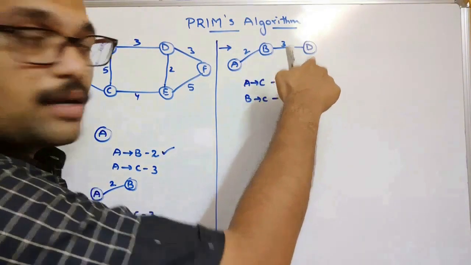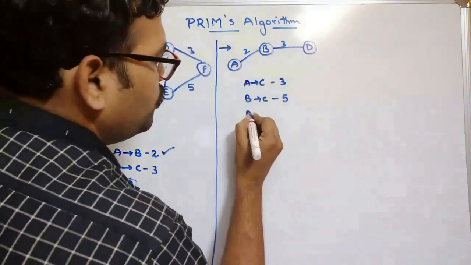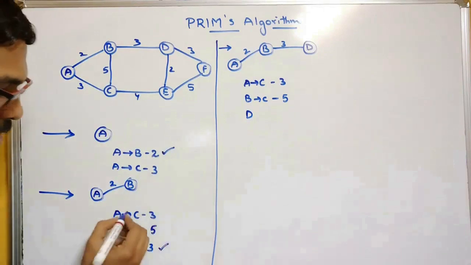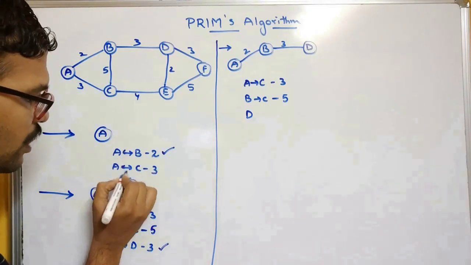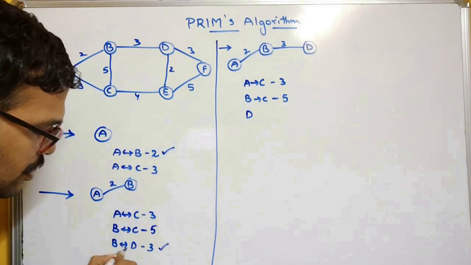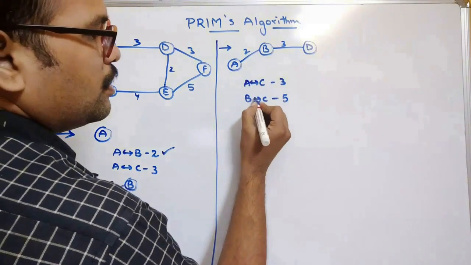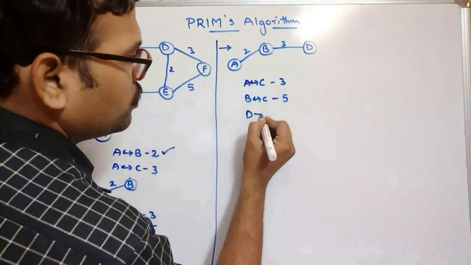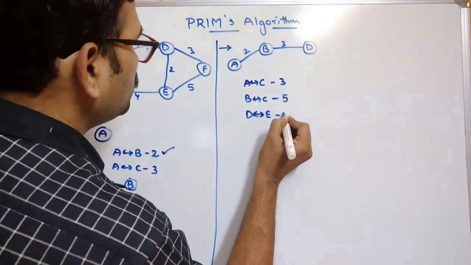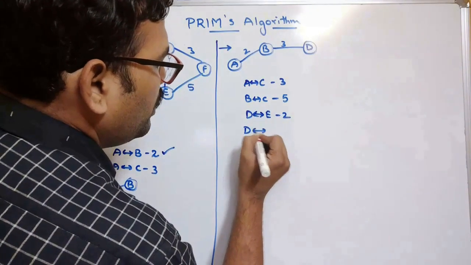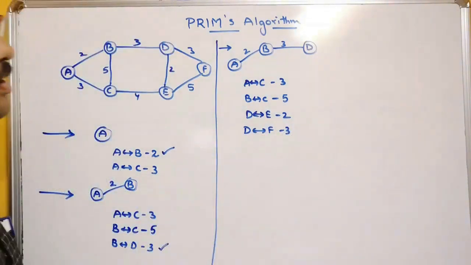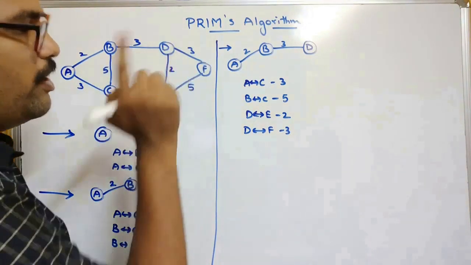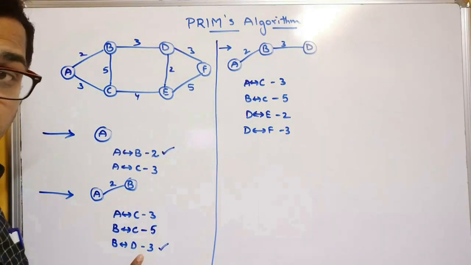Now D is added here. Now consider the edges of D. You can see D to B, which is already done because it is undirected, so you can simply use this one as bidirectional. So B to D is completed. Now D to E with a cost of 2, and D to F with a cost of 3. So the edges of D are D to B, D to E, and D to F. Among these, D to B is completed.